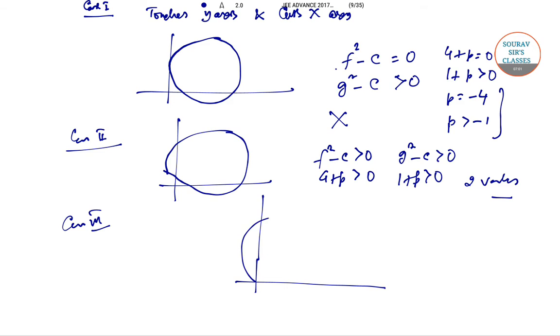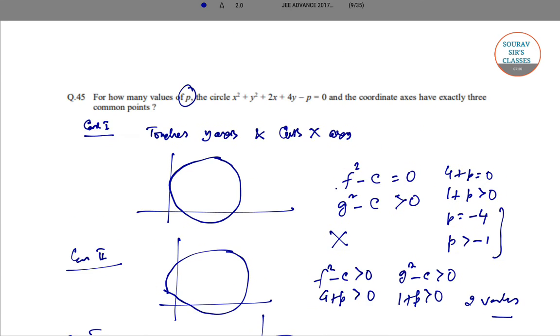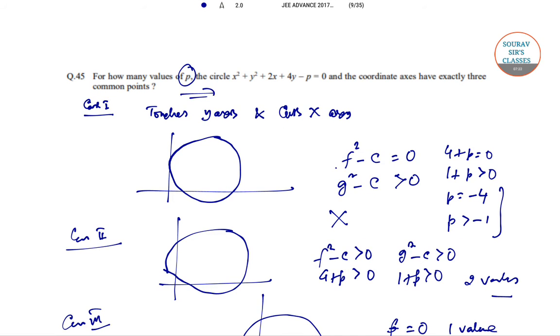If it passes through the origin and cuts both, this time it didn't pass, it's inside. So this will be simply p equal to 0. That means there is only one value from here. So finally, the total number of values in this case will be 2.